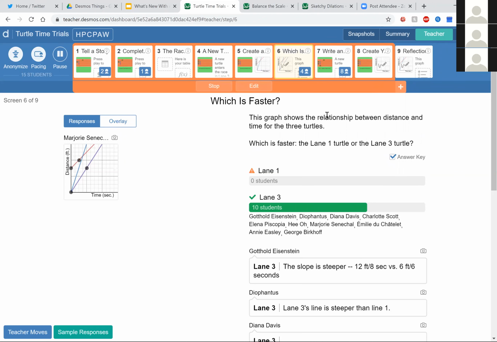Notice I can see where everyone is too. Most of you have now migrated to screen 7. I still have some people in earlier screens, and that's totally okay. And if you have any questions for the group, feel free to ask them within the chat on the bottom of your screen.